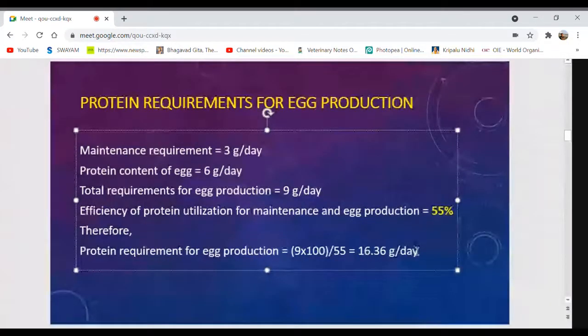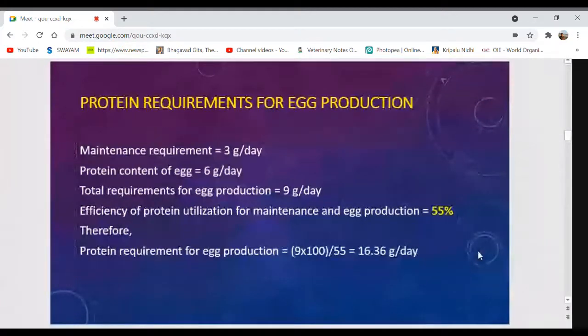And here I am not considering the egg production percentage. Here I am considering egg production percentage is 100%. If it is not 100%, say it is 85%, then, as I told you, the total requirement for egg production will be 90 gram into 0.85, which is 85%. If it is 90%, then 0.9. And if it is 100%, then it will be 9 gram.